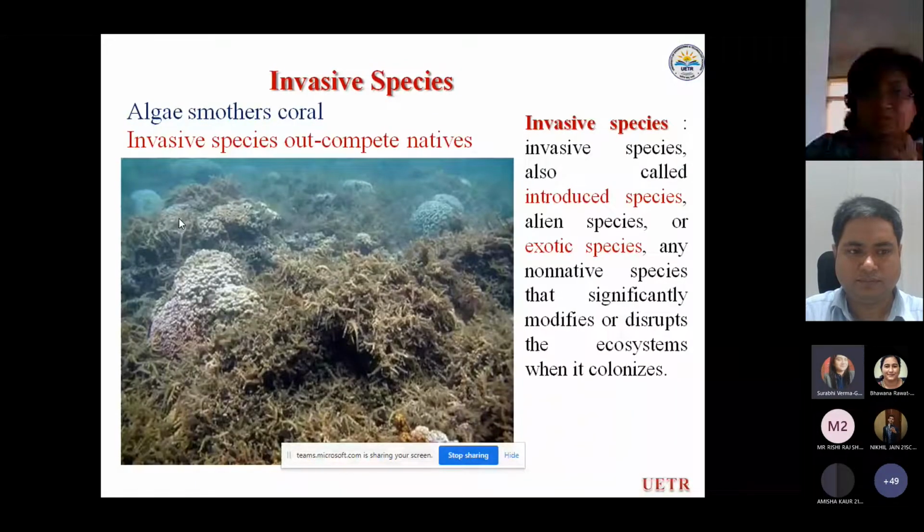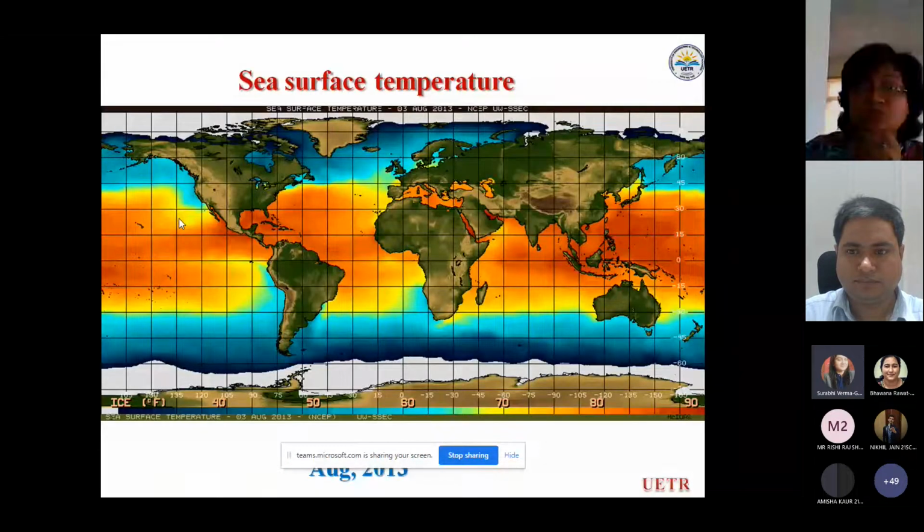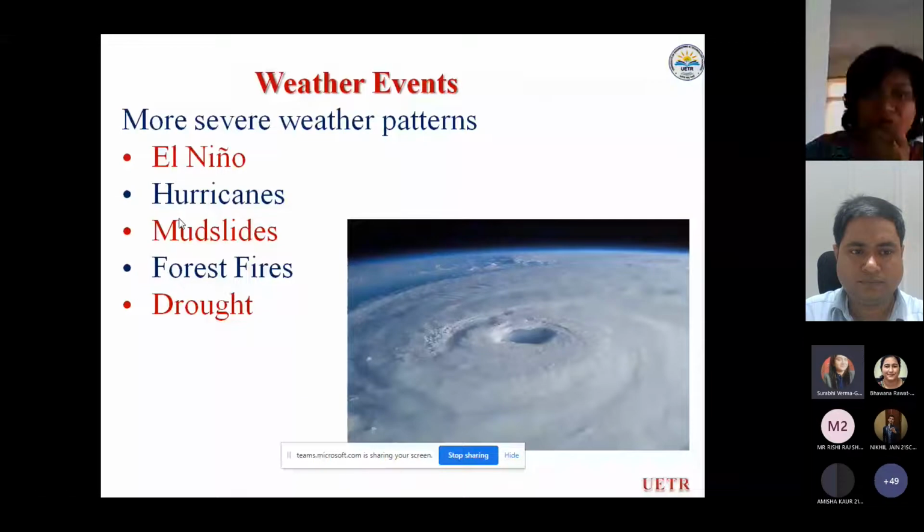Okay. There is an increase in invasive species. Invasive species, also called introduced species or foreign species, come from the outside, from other places. They compete with the other native species. So that is a picture showing the sea surface temperature. Weather is evidently becoming more severe: El Nino, hurricanes, mudslides, forest fires, and drought.